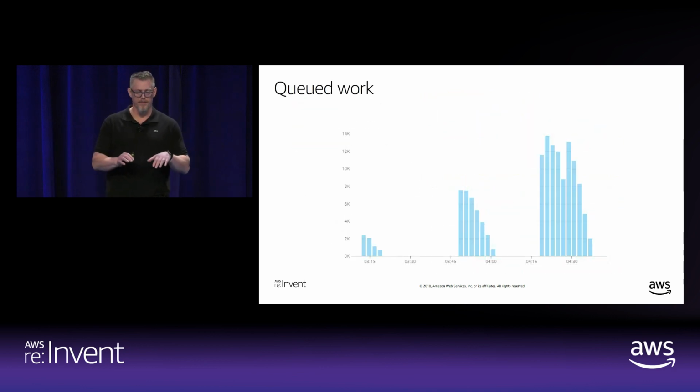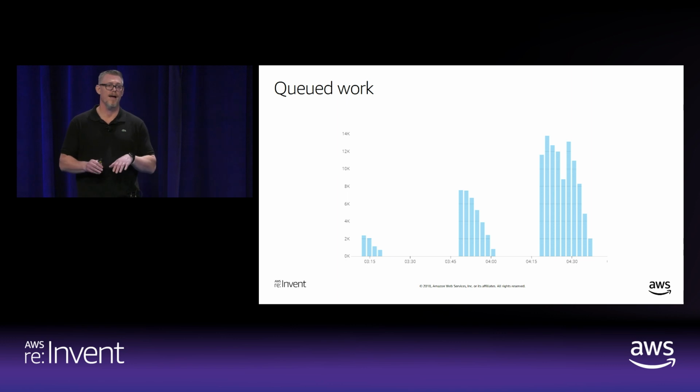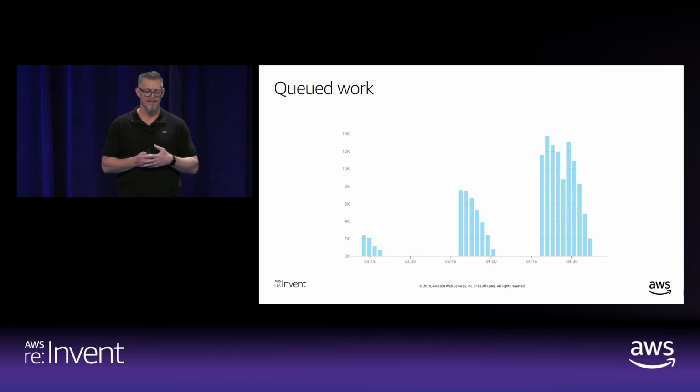In the next couple of slides here, I'm going to show you some graphs of the system metrics for this particular use case. What we're looking at here is queued work over time. Time is on the x-axis, and the queue depths are on the y-axis. Now, I mentioned this was for a European trading desk. You'll see the first burst of activity comes in at about 3:15. That's actually the beginning of their trading day.